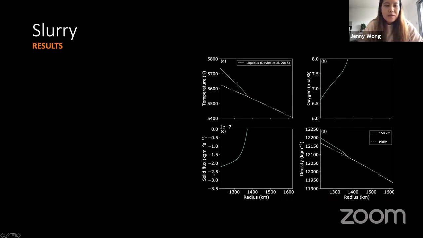You've got the solid flux, which is negative down towards the inner core, and it vanishes at the top of the layer. And then taking all of these contributions to the density using an equation of state, here is the corresponding density profile as a function of radius. You can see here I've plotted the density that's derived from PREM, and you can see that it's higher than what we expect from PREM, which corresponds to a stably stratified layer. So that's good news.